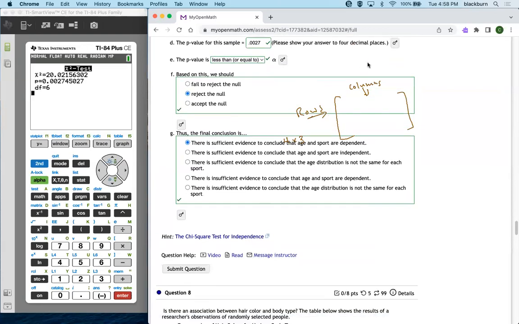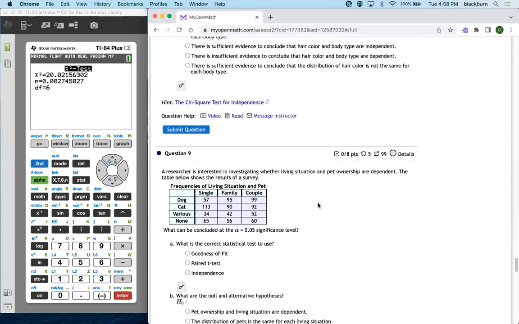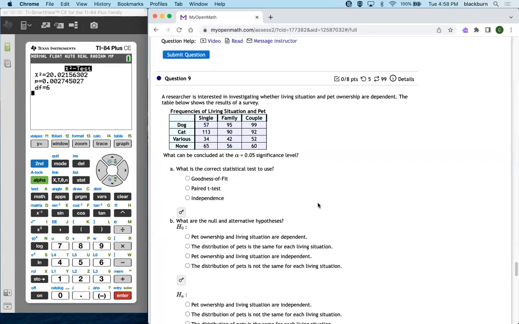Let's take a look at number 9 too. A researcher is interested in investigating whether living situation and pet ownership are dependent. The table below shows the results of a survey. We've got dog houses, cat houses, various other pets, and then no pets. Single people, what do they have for pets? Family, what do they have? And couples, what do they have? So are the living situation and what pets they own dependent on one another?